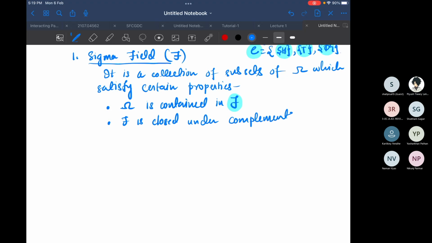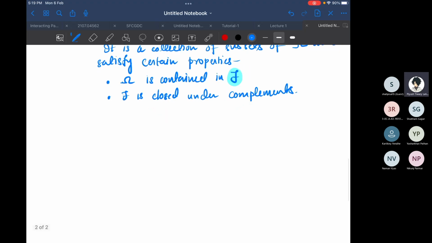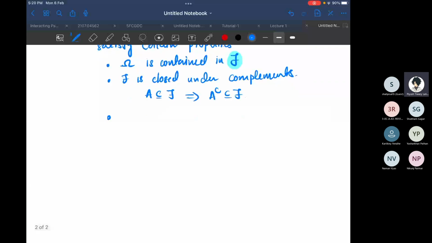Complements. So what does this mean? This means that if A belongs to F, this should imply that A complement also belongs to F. And the third property is that F is closed under countable unions.